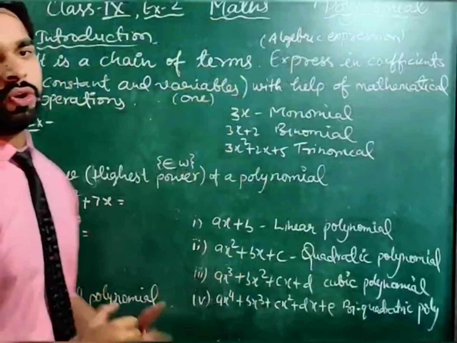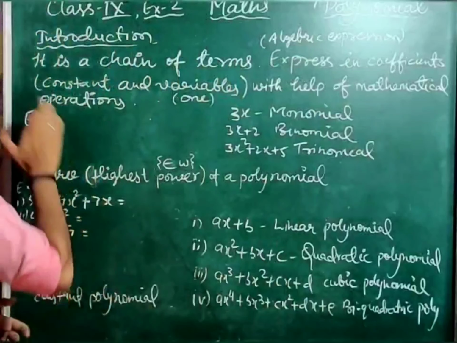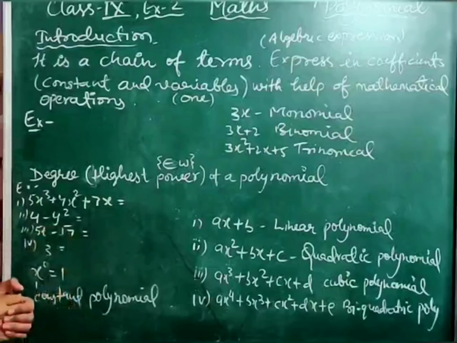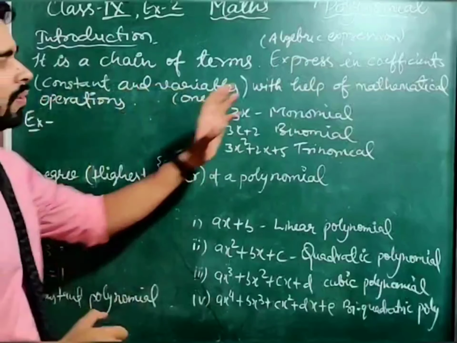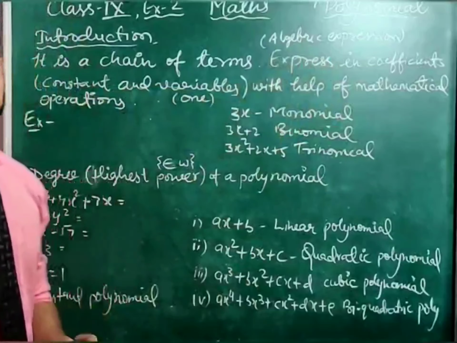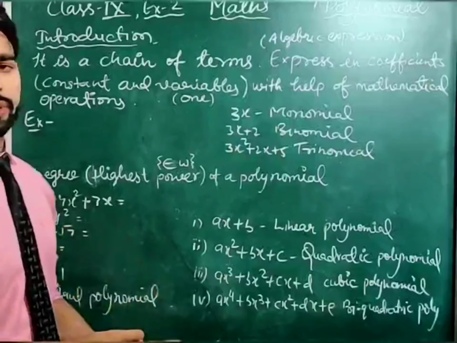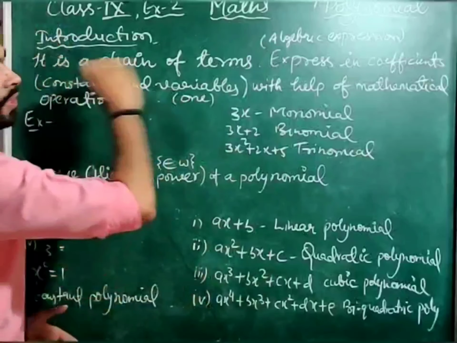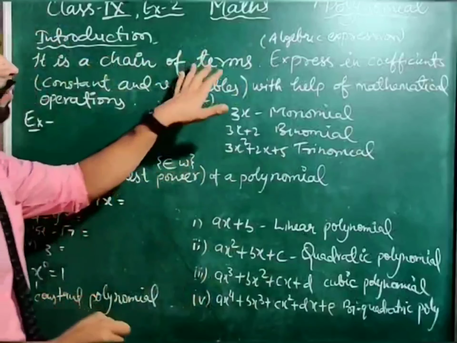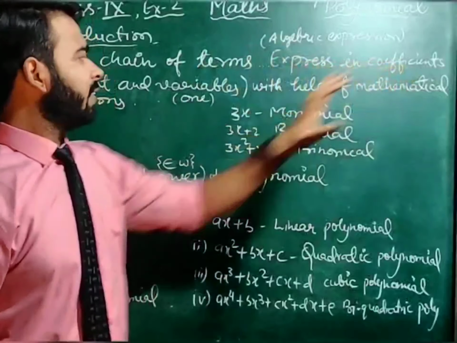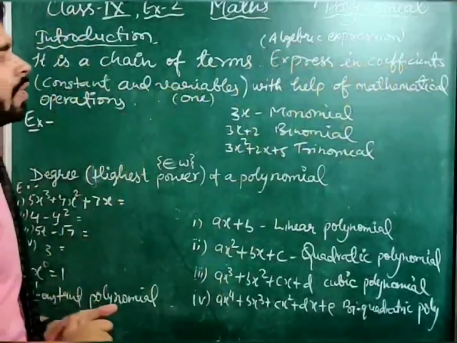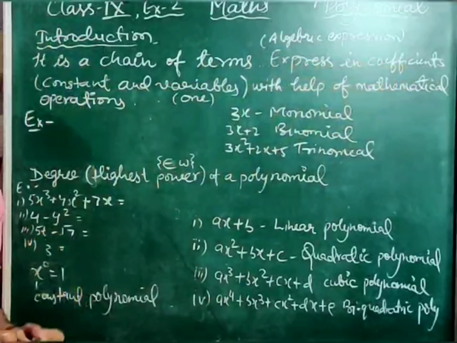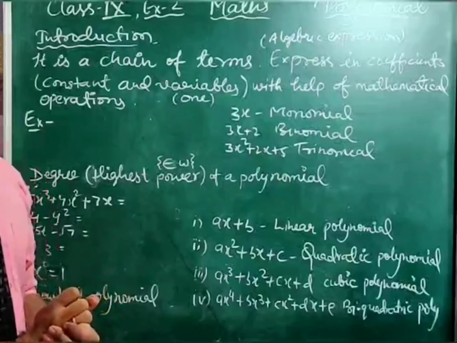So what is polynomial? In simple words, you can say it is a chain of terms expressed in coefficients, constants and variables with the help of mathematical operations. Basically, in this chapter you will study polynomials in one variable, and first of all I will tell you all about these things. It means what are terms, coefficients, constants and variables, and what are mathematical operations. To understand the definition, let's have an example.